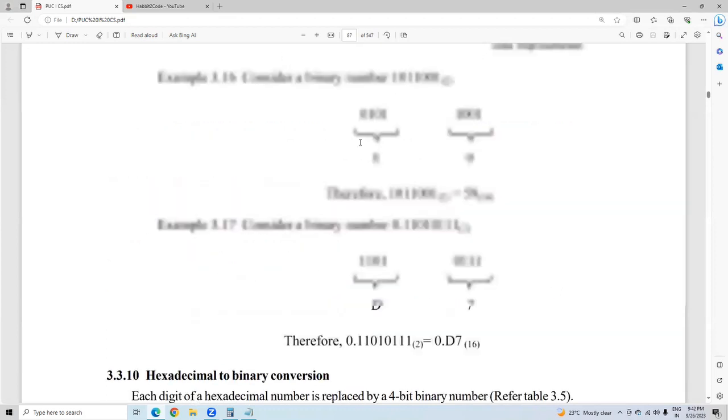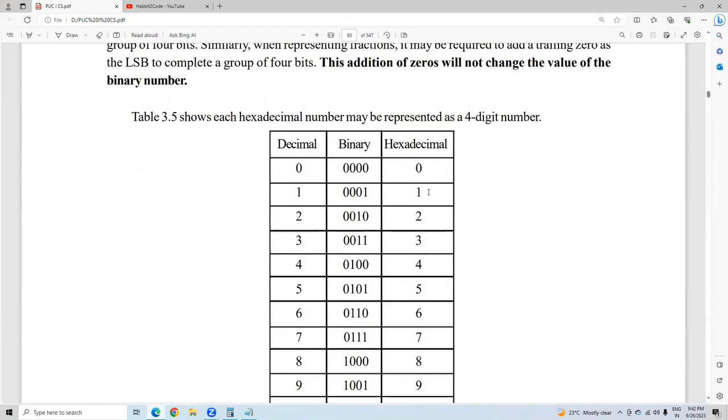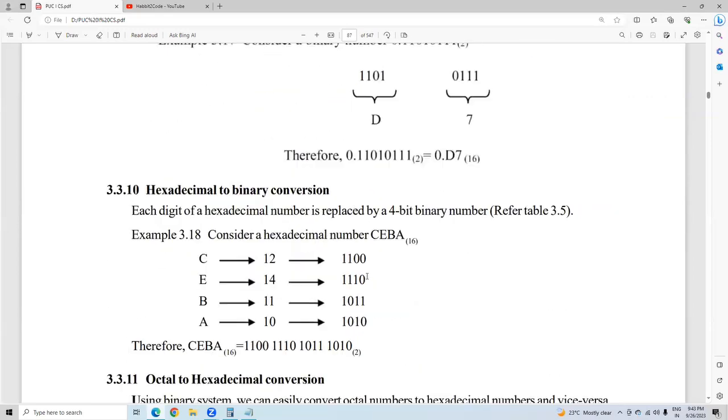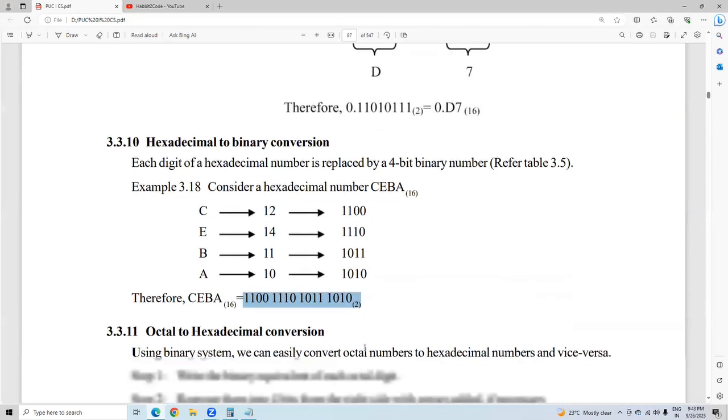Now, hexadecimal to binary. They'll give you a hexadecimal code. You have to extract from this table the equivalent binary number for that hexadecimal code, right? So the code they have given is CEBA. They have said refer to table 3.5. So C stands for 12, E stands for 14, B stands for 11, A stands for 10. So 12 means 1100, 14 means 1110, 11 means 1011, 10 means 1010. So CEBA of hexadecimal base 16 is equal to this binary number.